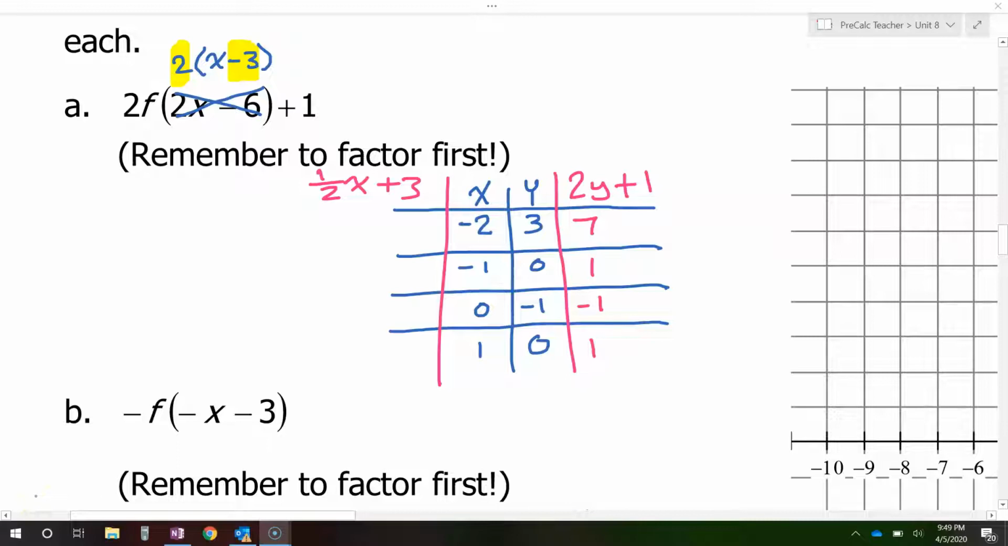So half of negative 2 is negative 1. Plus 3 is positive 2. Half of negative 1 is negative 0.5. Plus 3 is 2.5. Half of 0 is still 0. And then plus 3 is 3. And half of 1 is 0.5. If you add 3, that is 3.5. So we have our new x values and our new y values. We are ready to graph.